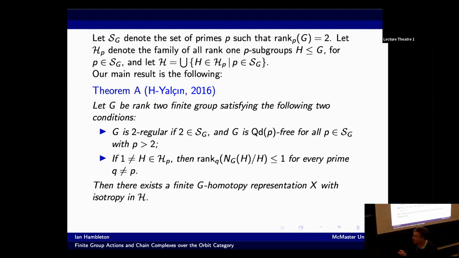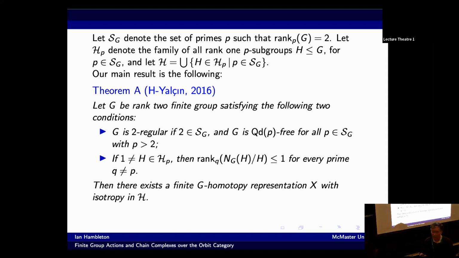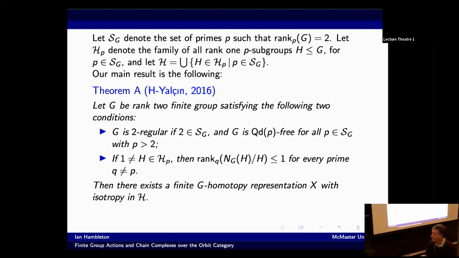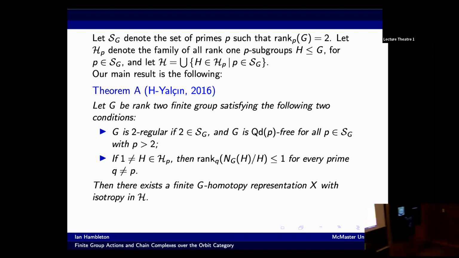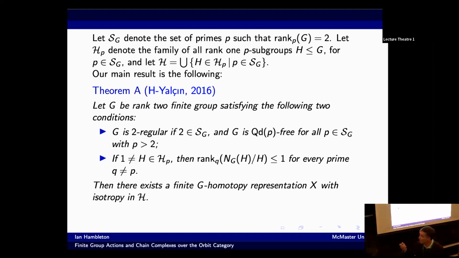Okay, so under those two conditions, the second condition is a fairly easy consequence of Smith theory. The first condition is essential for our arguments, but it is a rather complicated condition in group theory and representation theory. However, the outcome is that we actually produce a finite G homotopy representation with isotropy in the family of rank 1 subgroups, again, p-primary isotropy.